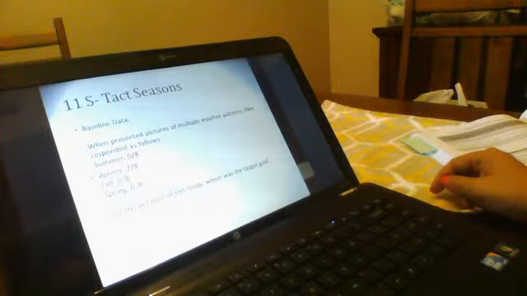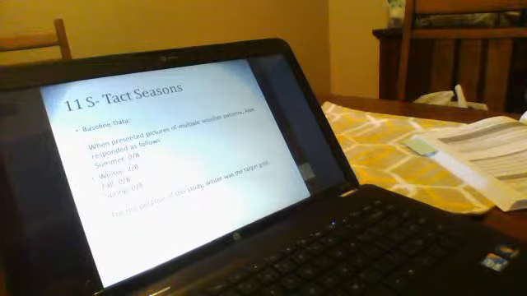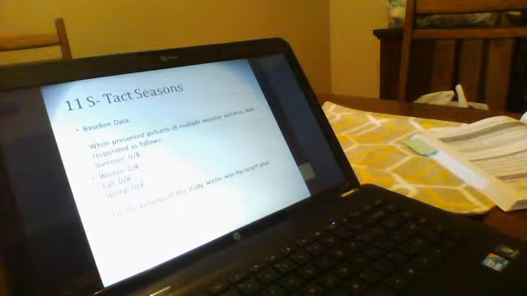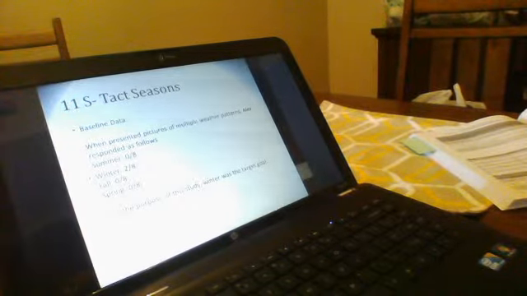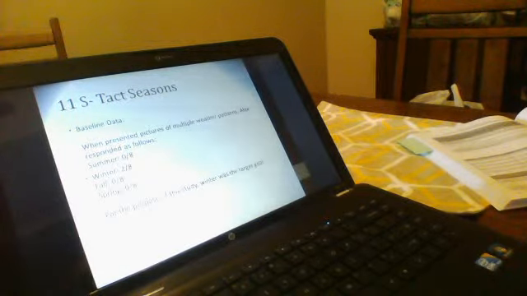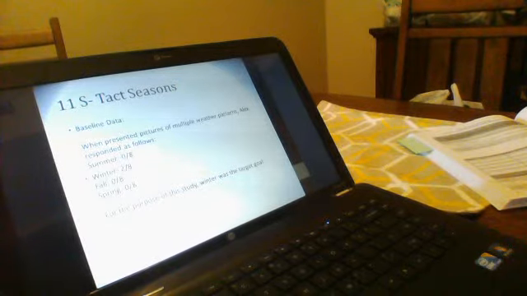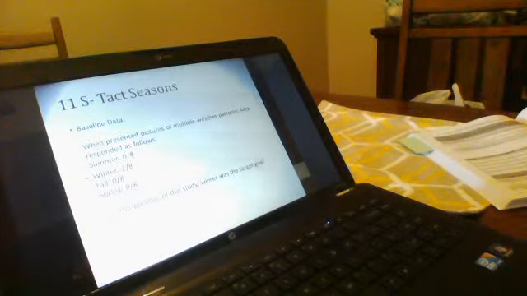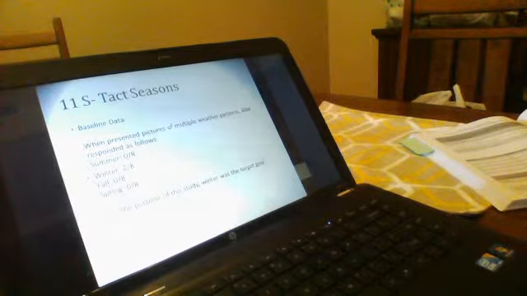And then the last program that we ran was 11S, tacting seasons. When presented pictures of multiple weather patterns, or seasons, Alex responded as follows. Summer, he received 0 out of 8 for tacting. Winter was 2 out of 8 for tacting. And fall and spring were 0 out of 8 for tacting.